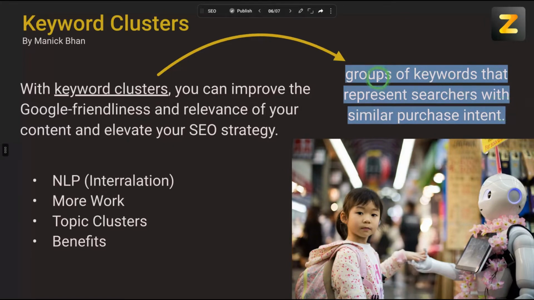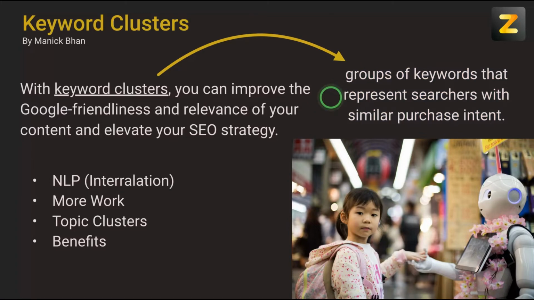Your searchers want a group of keywords that represent searchers with similar purchase intent, because then you are translating the language of Google's users to your article. You are delivering. SEO is about helping you to deliver what your customers need, what the people need.